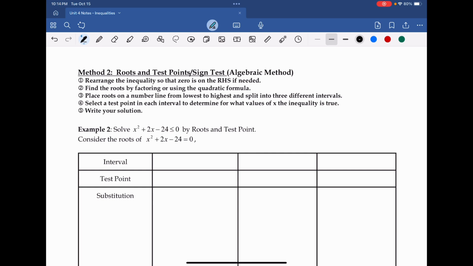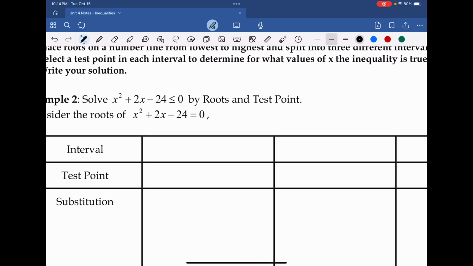Now, that's a lot of word salad if I read out those instructions without an example. Sometimes it's a little bit tough to track. So let's put this to work here. Here is the inequality they give us. x squared plus 2x minus 24 is less than or equal to 0.